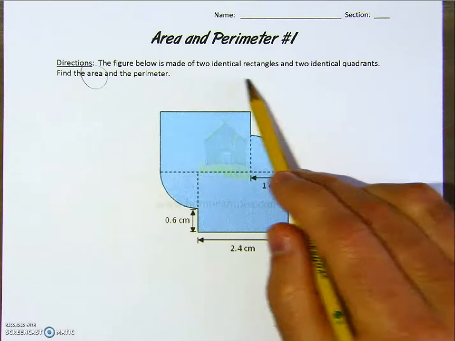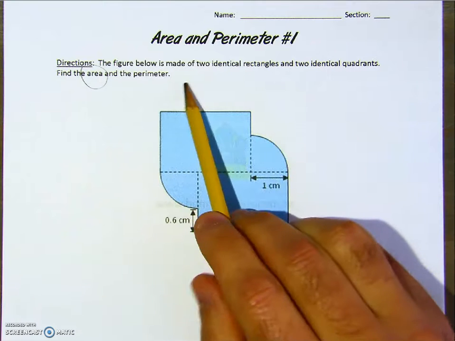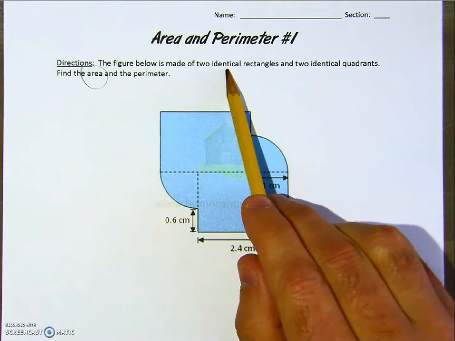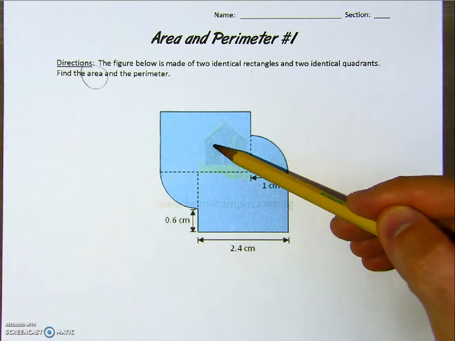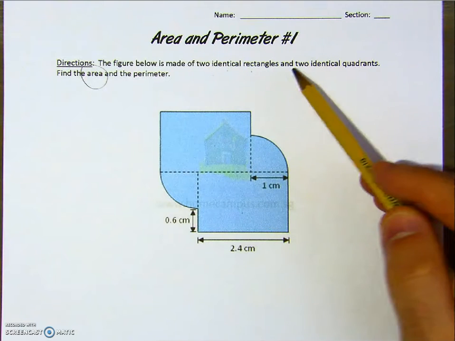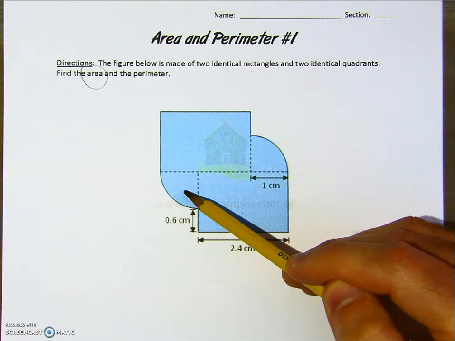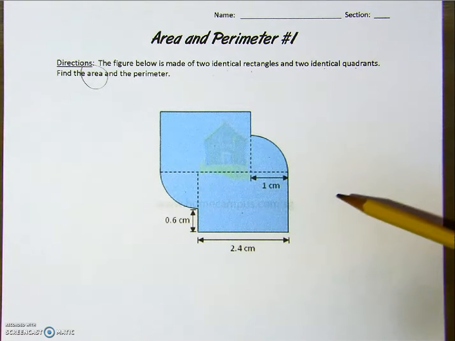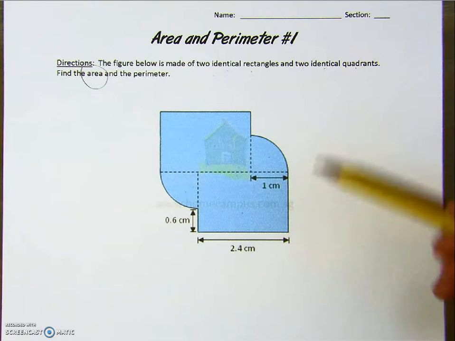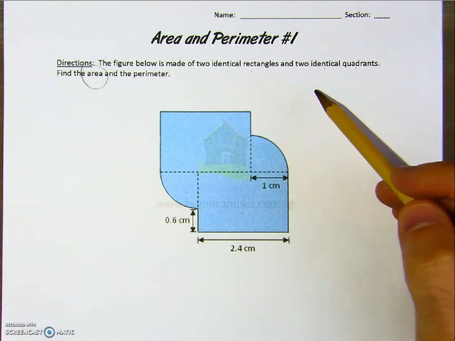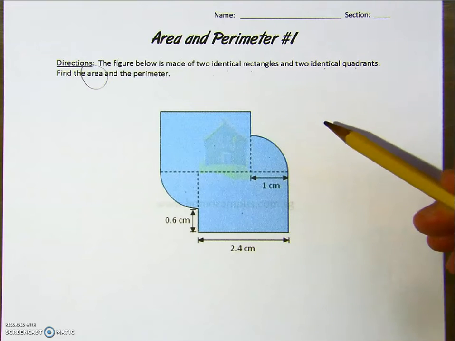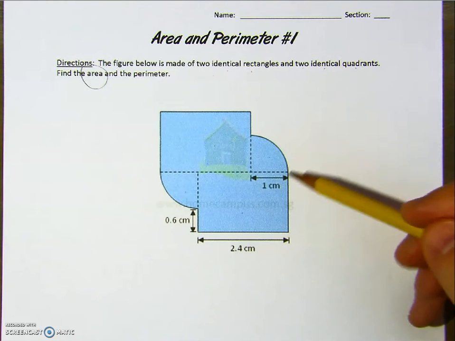There's a couple things in the directions that are pretty important. The first thing is that it's made up of two identical rectangles. So that means this rectangle is identical to this rectangle, and it has two identical quadrants, which means this quadrant is the exact same thing as this quadrant. That's going to be pretty important as I go through this, because if they don't tell us those things, I end up making assumptions, and we can't make assumptions in math. So, all right, let's start with this.